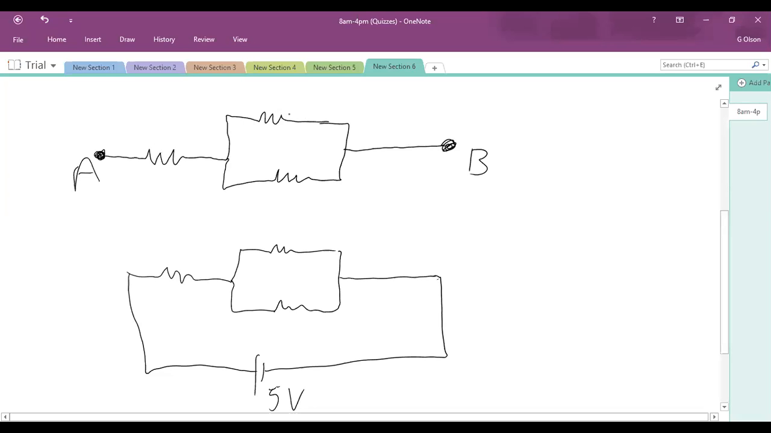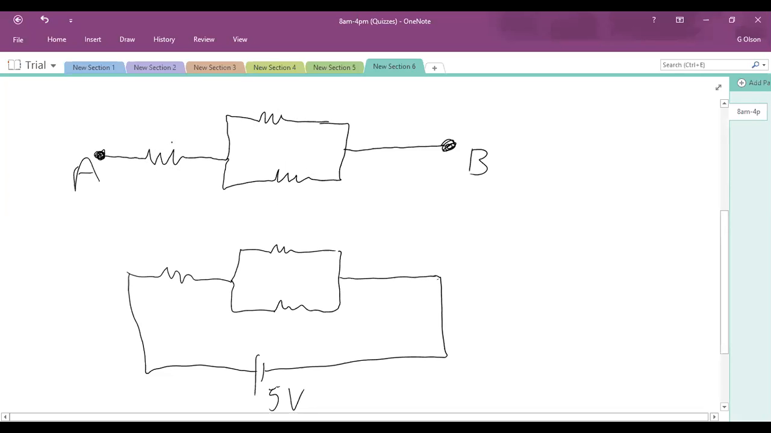It might ask you for the current in one of the resistors. It might ask you for the voltage drop across one of the resistors. It might ask you for the power dissipated by one of them. Remember, that would be either IV, I squared R, or V squared over R.